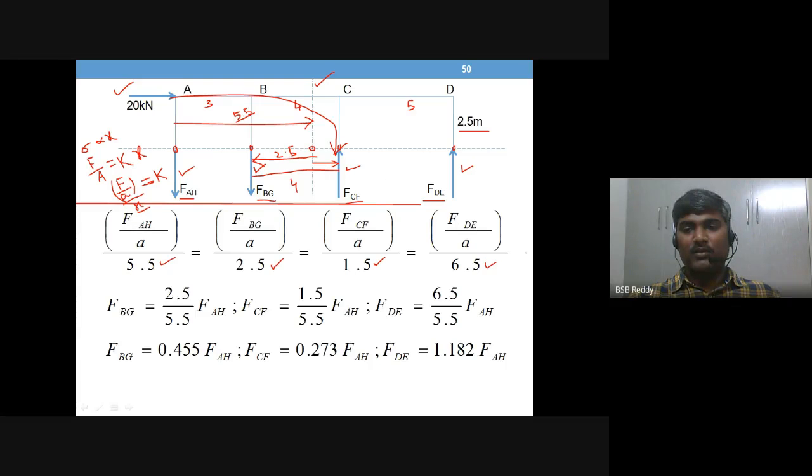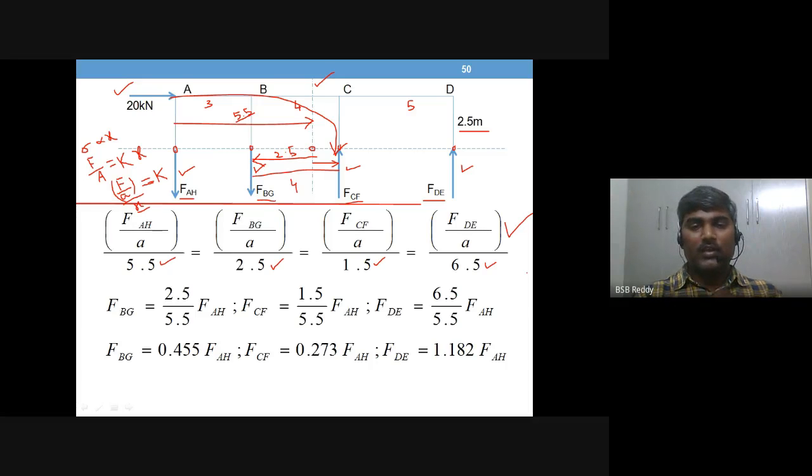So this is equal to k, but we don't want it. Anyhow, we'll be going with the proportionality: a equal to b, b equal to c, c equal to d, like that. So equal to k is neglected. We don't want that. This is the second assumption applied. From that, how you calculate the column axial loads is very important.